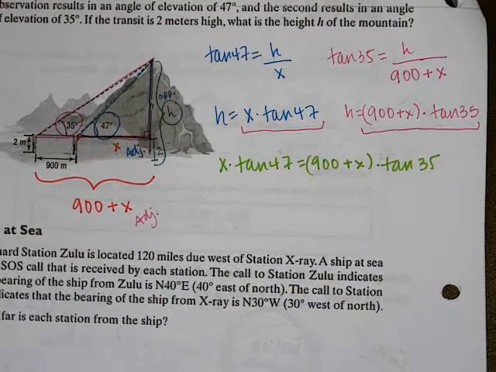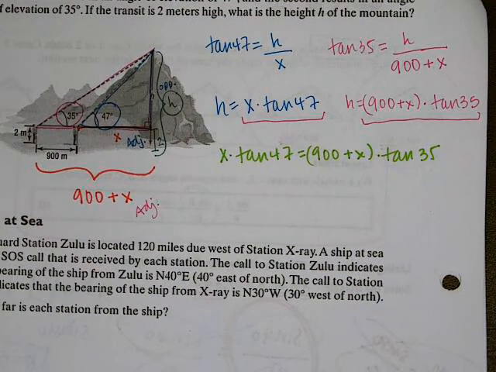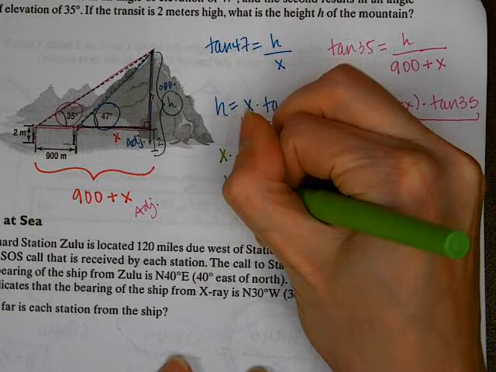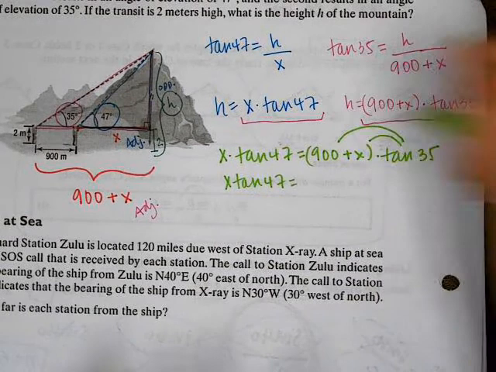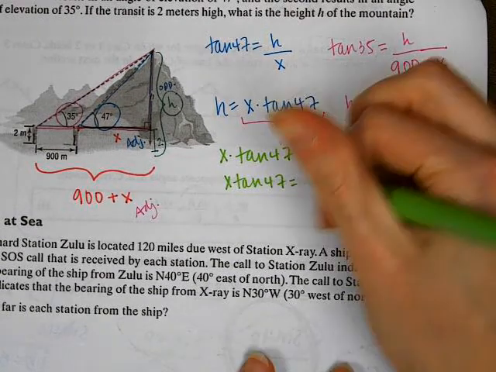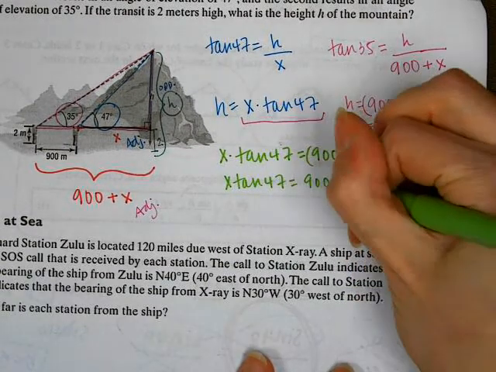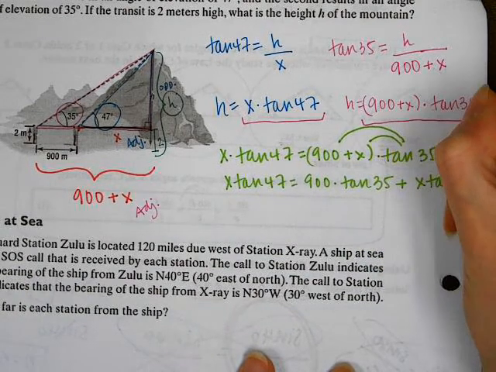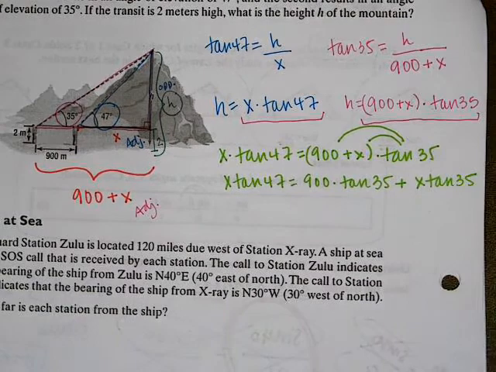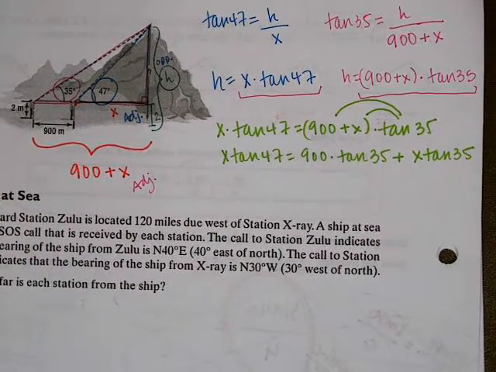And now we just have to solve for x. Okay, so instead of getting decimals, I'm just going to save that for later. Let's not do anything in the calculator. Let's just try to isolate x. So it's going to be x tan 47 equals, we're going to have to distribute here, which isn't going to look pretty, but doesn't matter. It's 900 times tan 35 plus x tan 35. Okay, we just eliminated the parentheses by distributing.